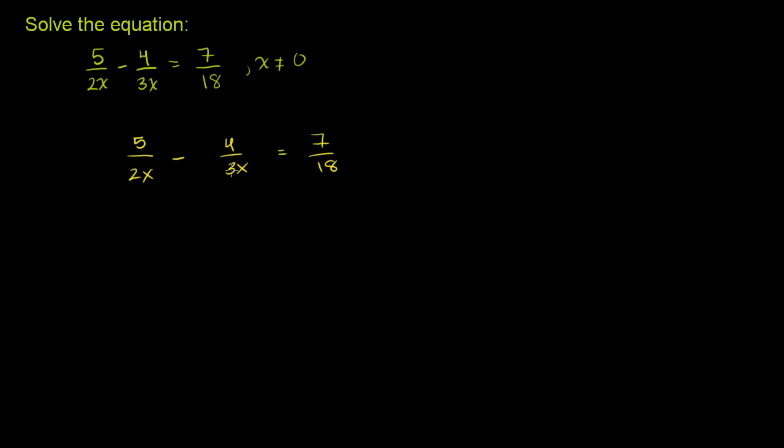Now, if we want to get rid of the 2 in the denominator here, we could multiply everything by 2. If we want to get rid of this 3 in the denominator, we could multiply everything by 3. If we want to get rid of this 18 in the denominator, we can multiply everything by 18. And 18 also includes a 2 and a 3. The prime factorization of 18 is 2 times 9, which is 3 times 3. So when you're multiplying both sides of the equation by 18, you're actually multiplying it by a 2 and a 3 and another 3.